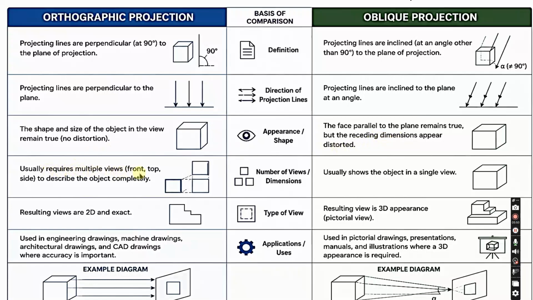Orthographic projection usually requires multiple views, front, top, and side, to describe the object completely, resulting in 2D views. Oblique projection usually shows the object in a single view, resulting in a 3D appearance in a pictorial view. Orthographic is used in engineering drawings, machine drawings, agricultural drawings, and CAD drawings where accuracy is important. Oblique is used in pictorial drawings, presentation manuals, and illustrations where a 3D appearance is required. Thank you. We have discussed the first unit for this topic.